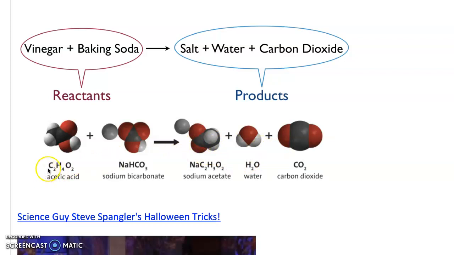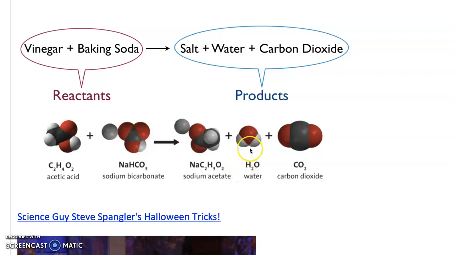So if you have a look, there's 2 carbons in this molecule and 1 carbon in this one. So that's 3 carbons. And when I come over here, I've got 2 carbons and 1, that's 3 carbons. Then I have a look here and I've got 4 hydrogens, 1 more hydrogen. That means on the reactants, there's 5 hydrogens. Over here, I have 3 hydrogens and 2 hydrogens.